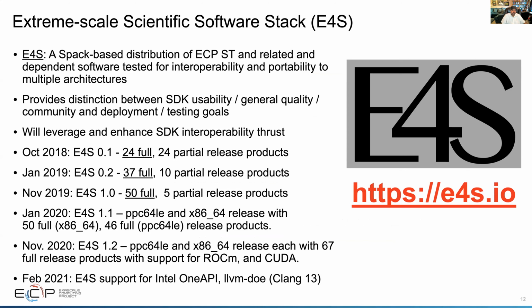Now, we have a Spack-based distribution of the software technology and related products, and we have bundled them together in a curated release of E4S. We've had several releases, and we are now on a quarterly release schedule. You can see that we started in October 2018 with 24 products, and then we have grown from 24 all the way to over 67 full release products, as well as the DOE fork of LLVM, which includes Clang 13 and Flang compilers. This was released in February 2021.